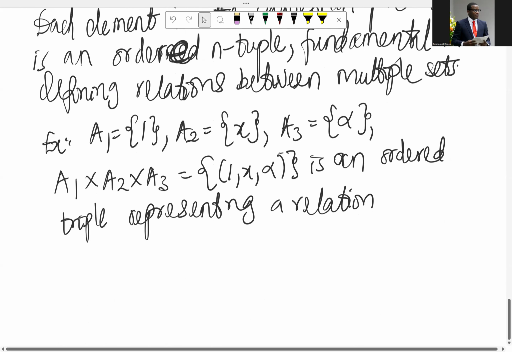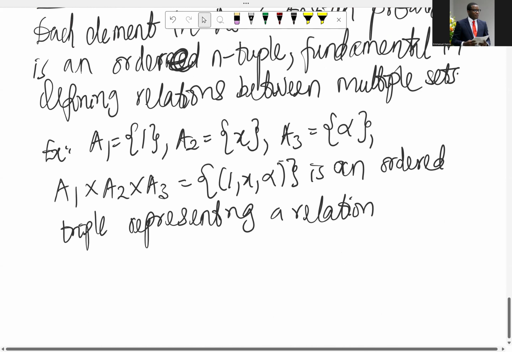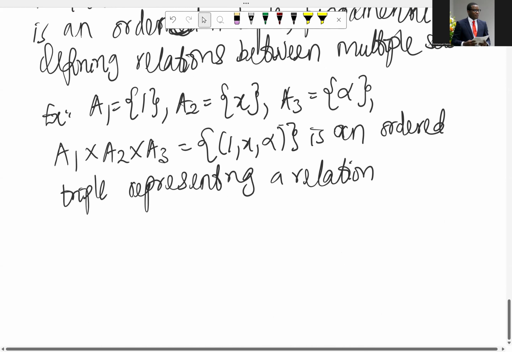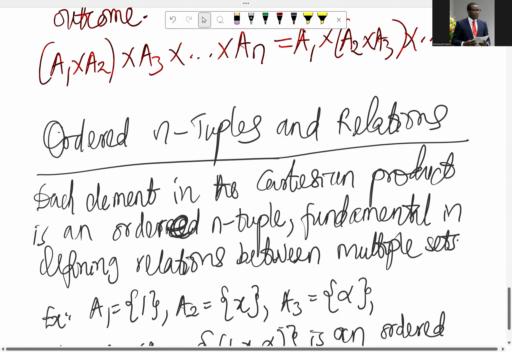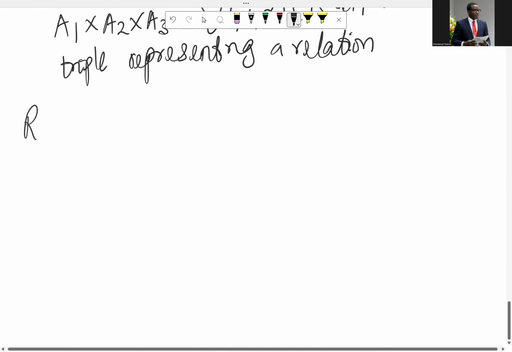Now let's talk about relations actually. When we talk about relations, what do we get? What we have done here is just to talk about ordered n-tuples. So now let's focus on relations proper. There's a connection between them, that's why we are doing that.